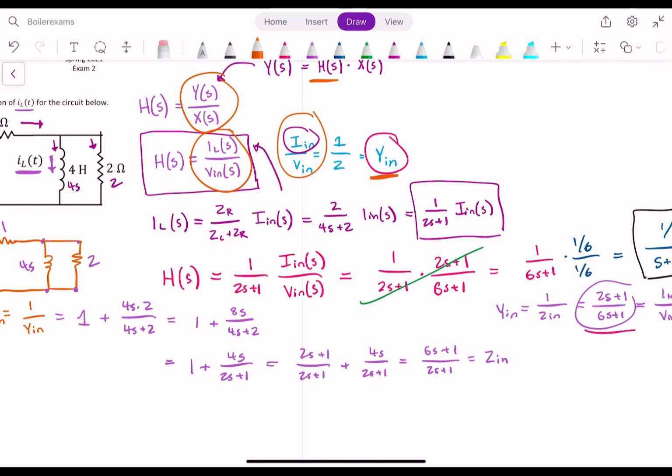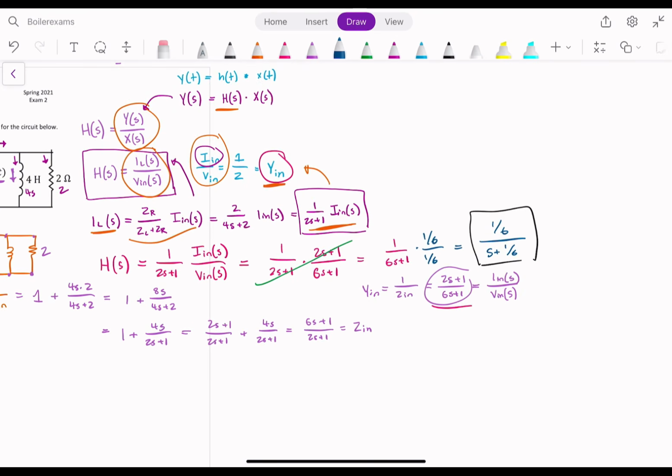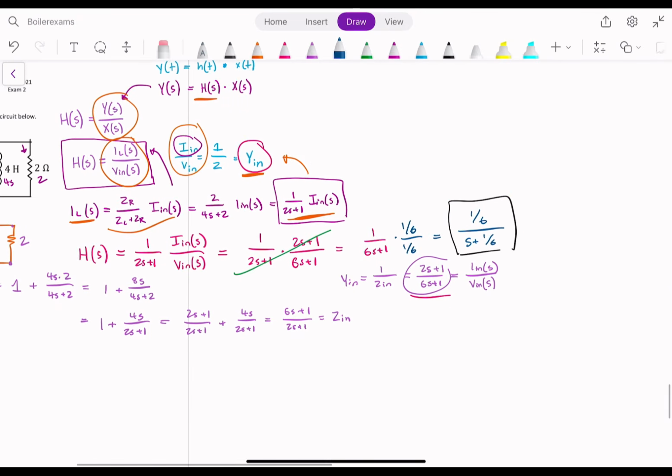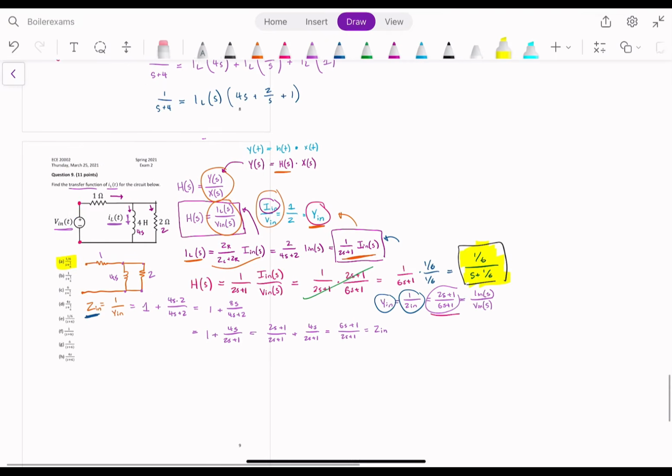And the way we did that, we performed current division in order to get I sub L of s in terms of I sub n of s. We replaced it. And then we just found the impedance of the circuit based on the input nodes. And then once we did that, we found the input admittance because it's just the reciprocal. We plugged that value into here and we simplified, and this is the resulting transfer function of I sub L of s divided by V sub n of s, and that's our answer.